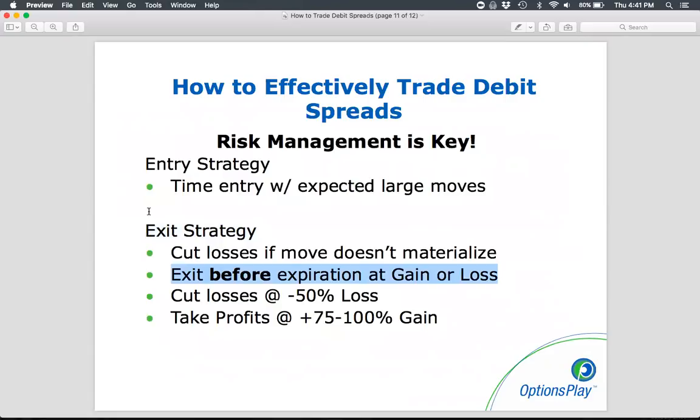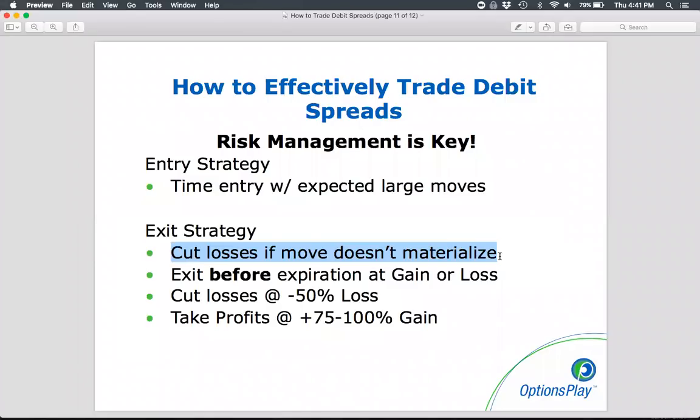Excuse me. And on an exit strategy, there's really two things. You can either take profit or you can cut your losses. Number one, you want to cut your losses if the move simply doesn't materialize. So we talked about entering a debit spread only when we expect a large move. So if you enter a debit spread and the move doesn't happen, that's an indication that you should get out. Doesn't matter whether the trade's up or down. If your original view that the stock's going to make a big move doesn't happen, that's your reason to get out.